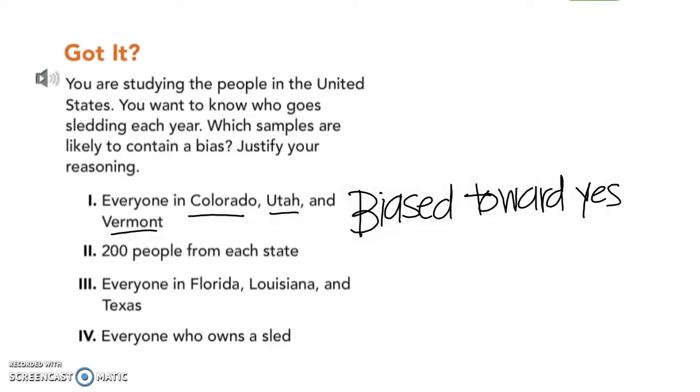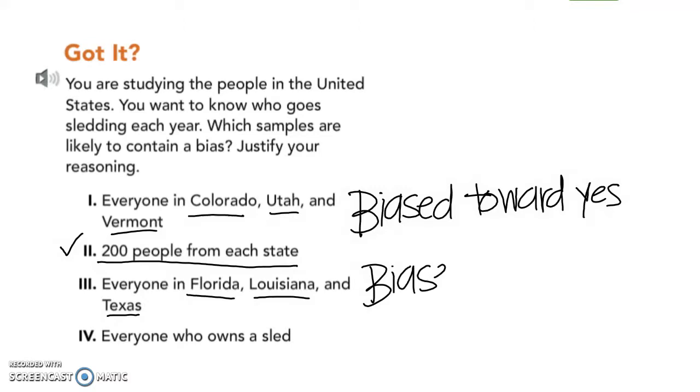All right, what if we did 200 people from each state? Would that be a biased sample? No, this is good. We like this one. Okay, so this one is biased. Number 2 is not biased. It's representative. Number 3, Florida, Louisiana, and Texas. They might get snow maybe once, but those states in particular don't get very much snow. So we're going to say biased towards no.